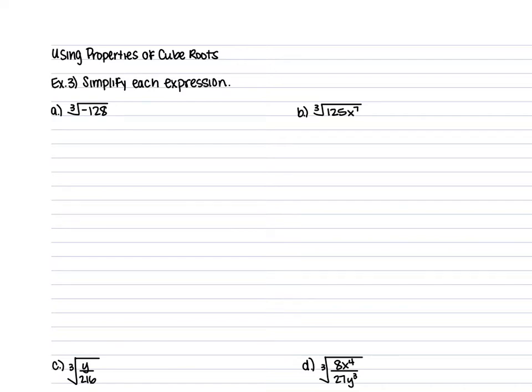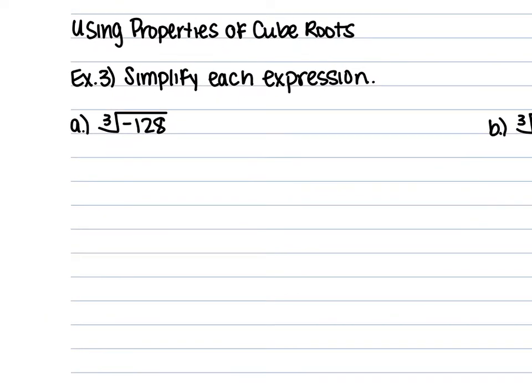So example 3A, we are given the cube root of negative 128. Remember what we said in the very beginning, if you take the square root of a negative, it's no solution. Any root that is even, 2, 4, 6, 8, so on, you cannot have a negative underneath the radical. However, an odd root, you can have a negative under the radical, and your answer is just going to stay negative. So what I like to do with these is I like to circle my negative first. I realize my index is odd. Okay, I can continue on with this. My answer is just going to be negative.